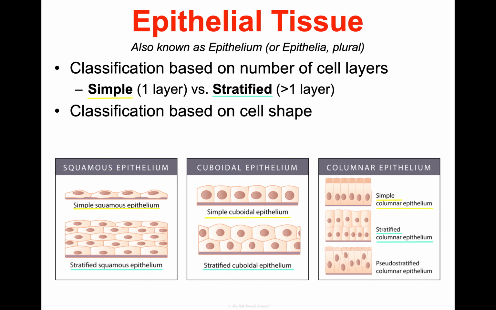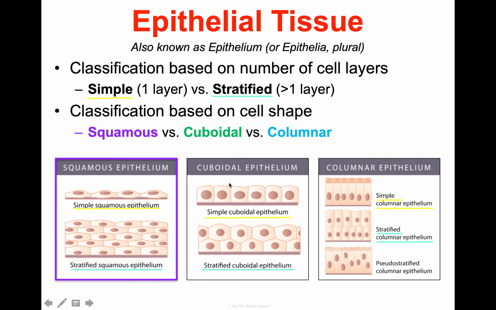Classification can also be based on the cell shape. So squamous, which is kind of like this squished or flattened cell, cuboidal, which looks like cubes, and then columnar, which looks like columns. So think again about our theme of form dictating function. These different cell shapes have different functions based on what their shape is.